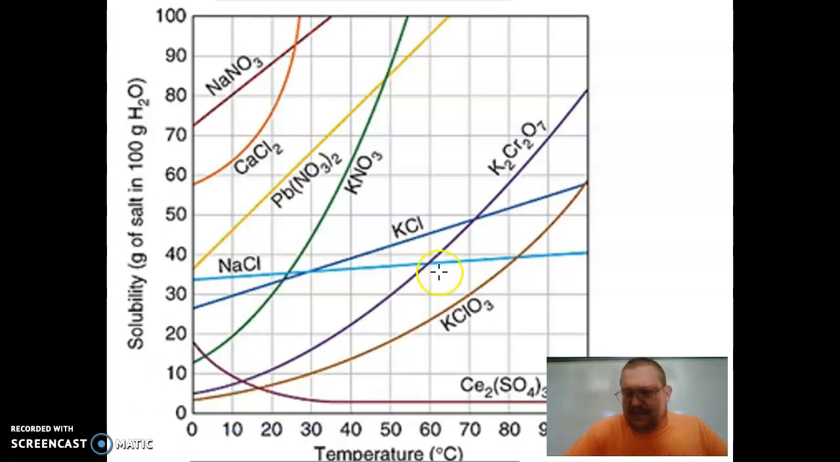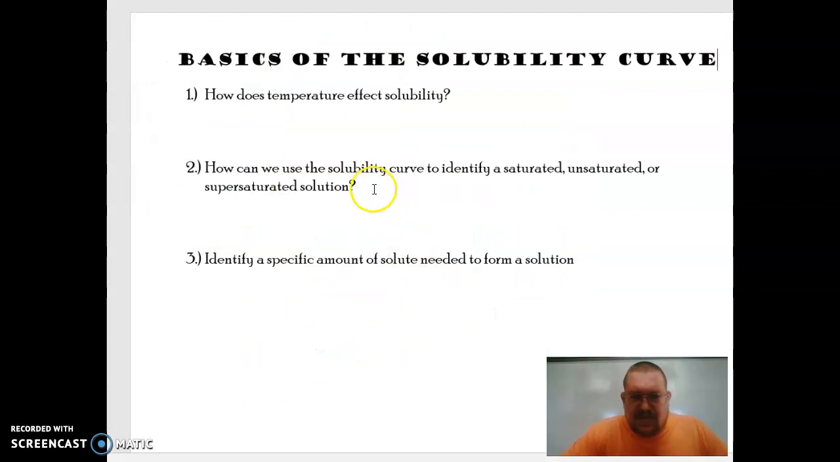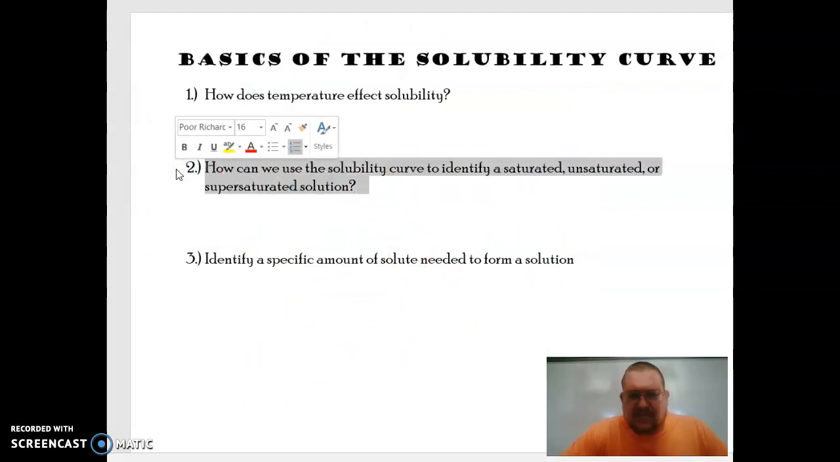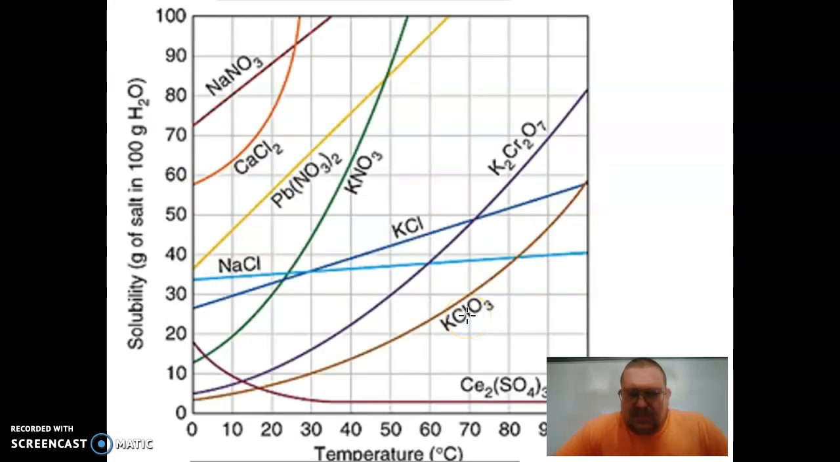All right, up next. I'm gonna grab a different color so we know we're doing something different. Up next, we're looking at how can we tell if it's saturated, unsaturated, or supersaturated. So let's just pick a line. Let's pick lead nitrate. This line right here. We're gonna look at this one. So it's all about where the plots land.